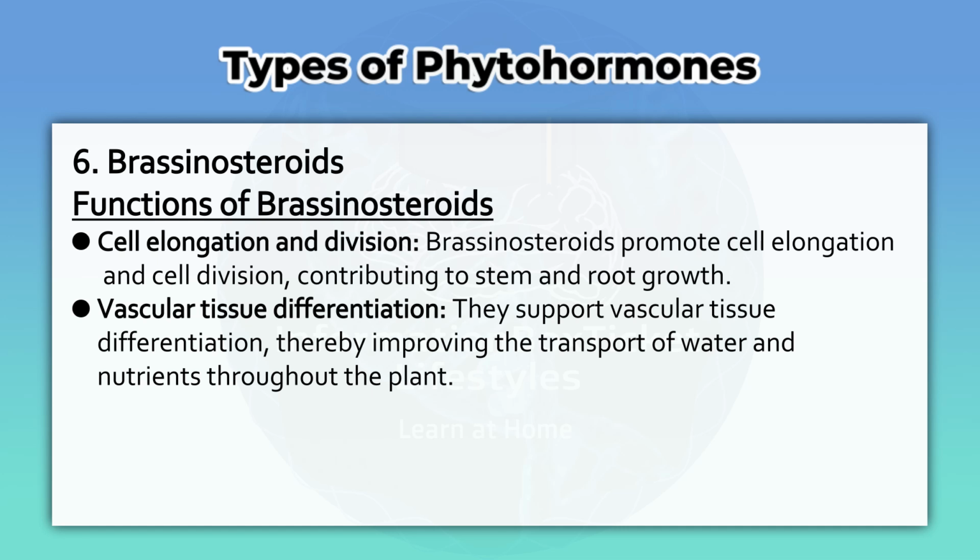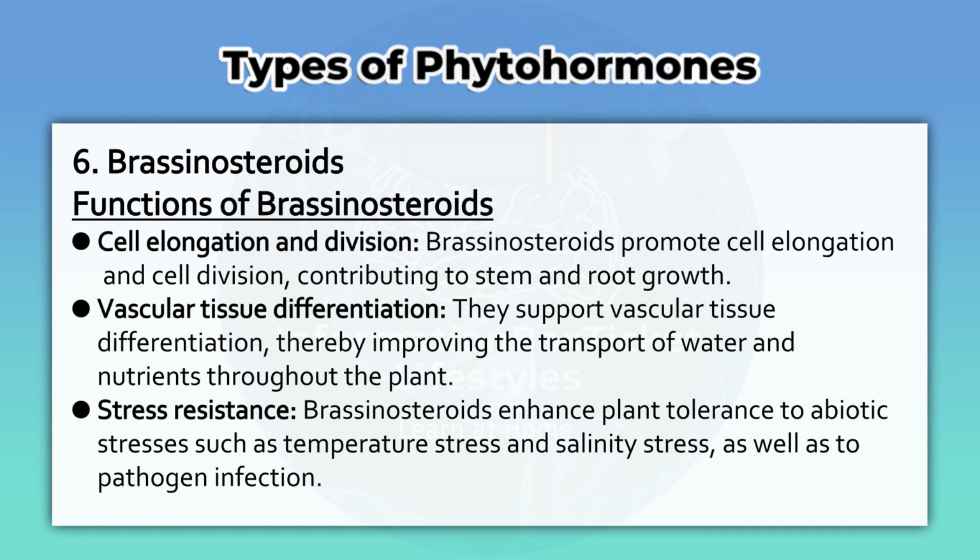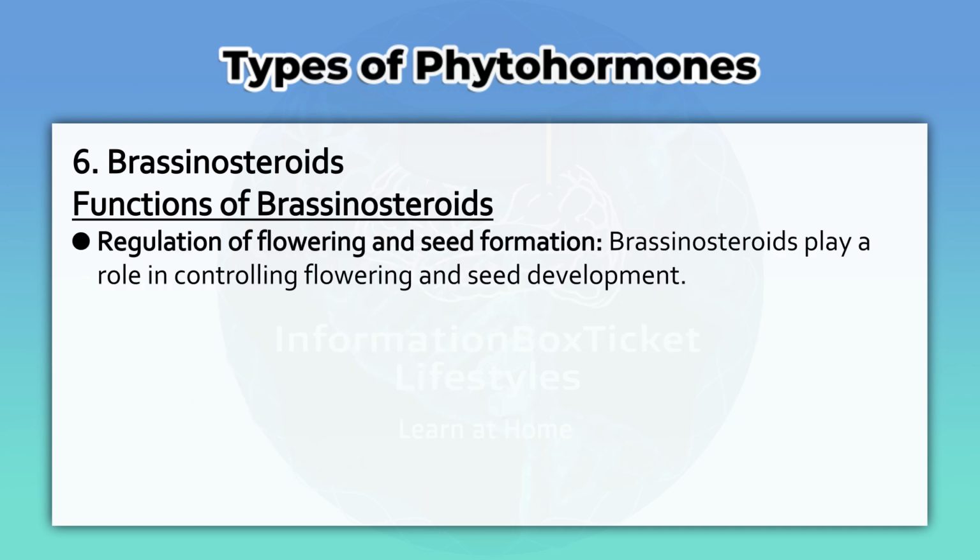Vascular tissue differentiation. They support vascular tissue differentiation, thereby improving the transport of water and nutrients throughout the plant. Stress resistance. Brassinosteroids enhance plant tolerance to abiotic stresses, such as temperature stress and salinity stress, as well as to pathogen infection. Regulation of flowering and seed formation. Brassinosteroids play a role in controlling flowering and seed development.